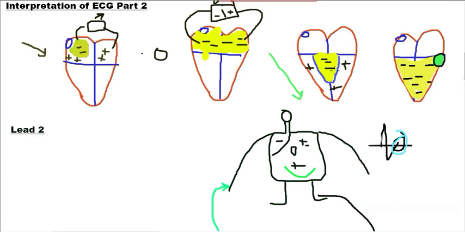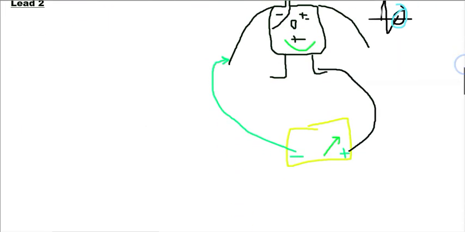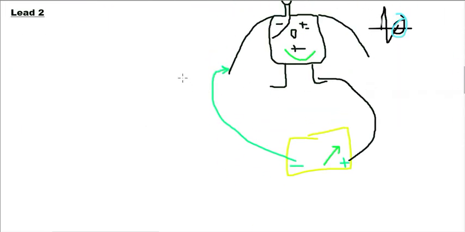In lead 2, the negative is connected here and the positive is connected indirectly here. So here is the negative terminal of lead 2 and here is the positive terminal of lead 2. Now we will connect both terminals with each other. And what is the direction of the QRS vector? As we know, the QRS vector is projected in this direction.